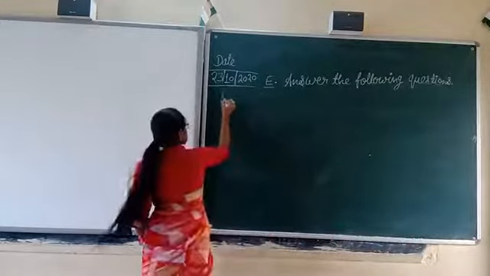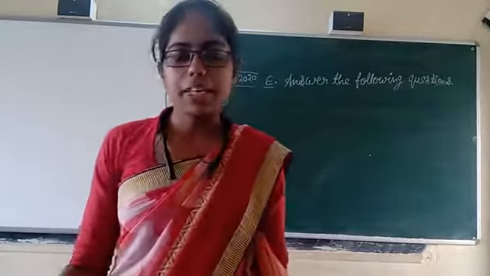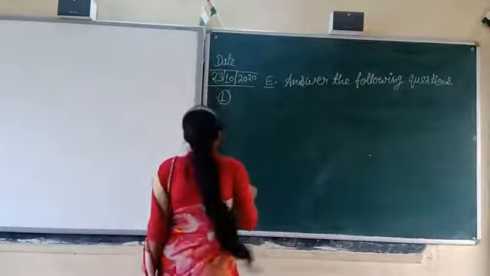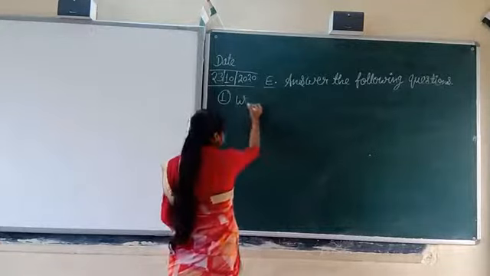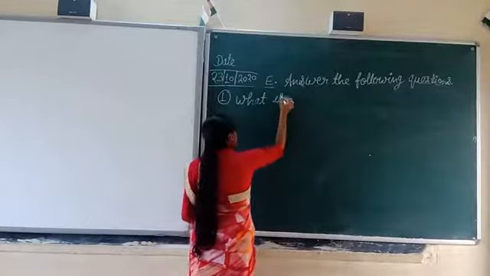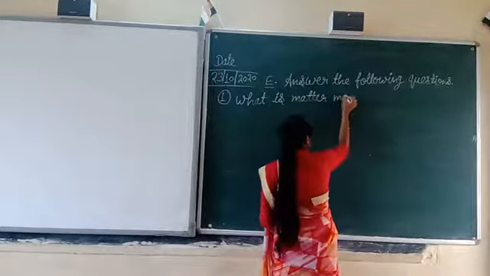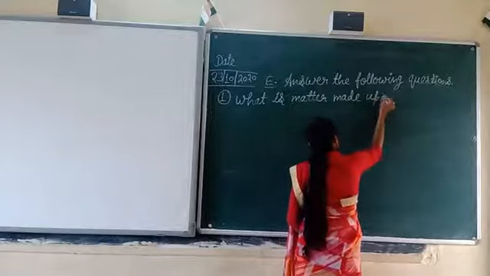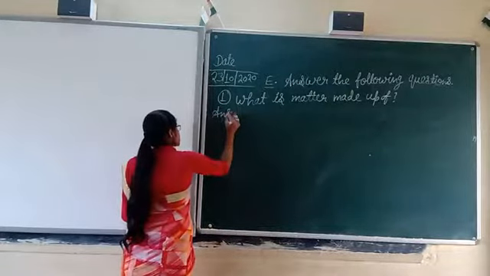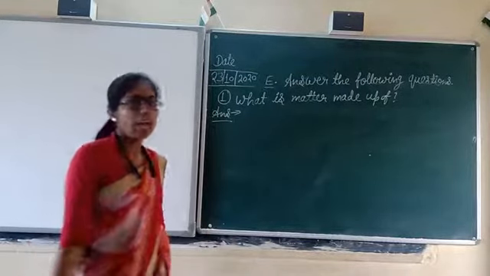The first question is what is matter made up of? Let's start with the first question. I hope all of you are writing along with me. What is matter made up of? We have to write the answer for this question. Matter is made up of molecules and atoms.